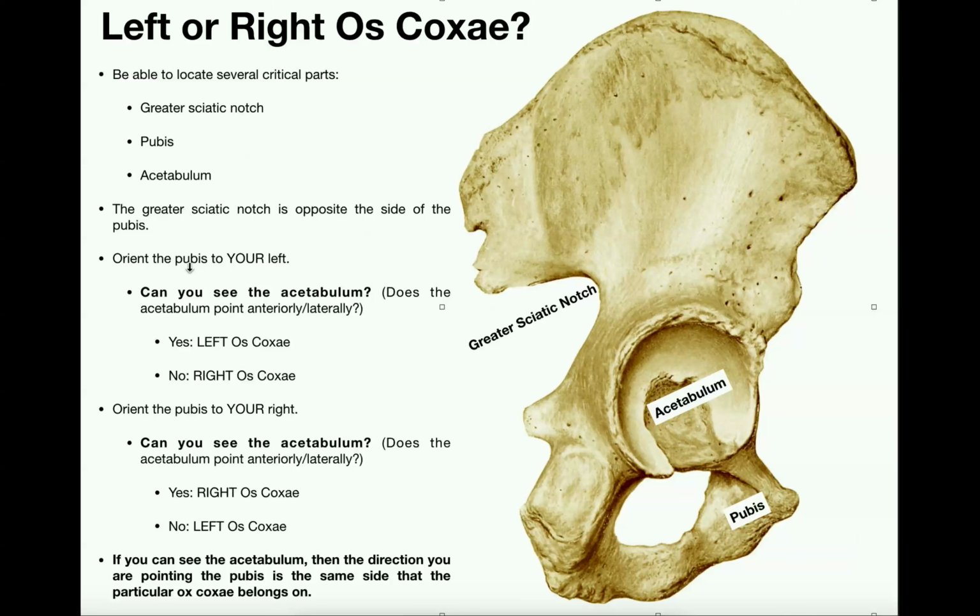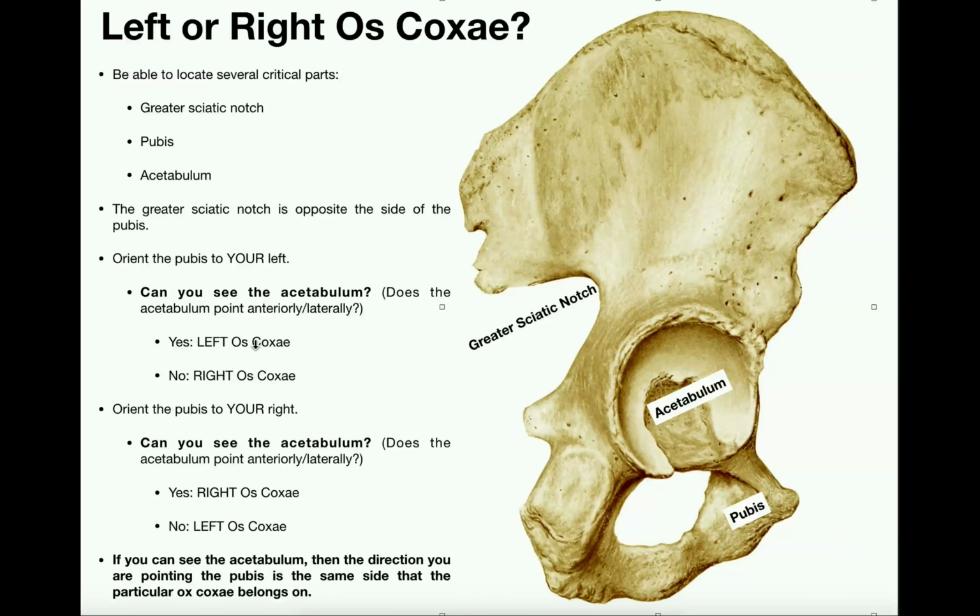So let's say the pubis was oriented to the left. Can you see the acetabulum? In other words, do you see an acetabulum like this? If you can see the acetabulum in this case, then you have a left os coxae. If no, you have a right os coxae. So what does this mean? It means that if you can see the acetabulum, whatever direction the pubis is oriented, that's what side of the body the os coxae is.